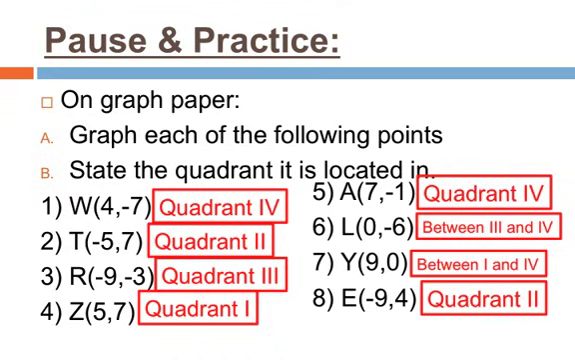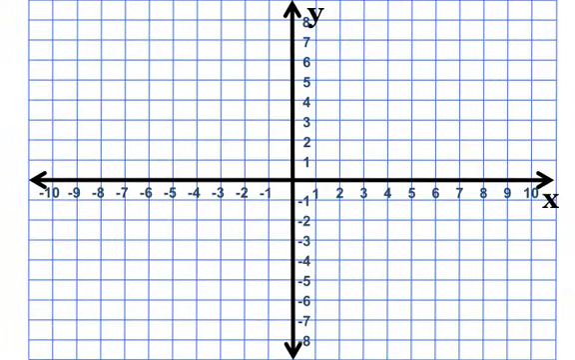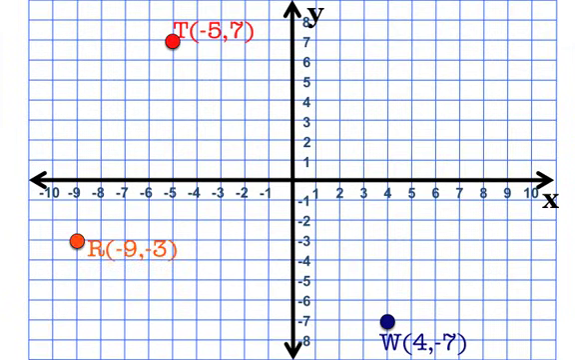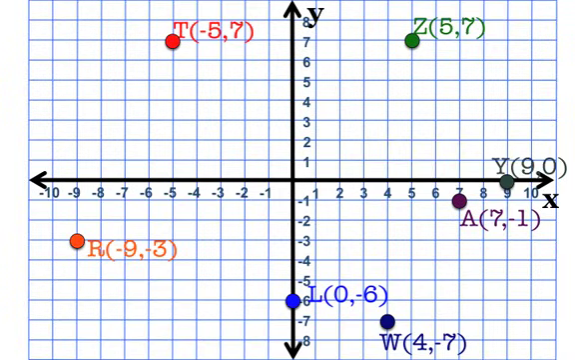Now part A says to graph each of the following points on graph paper, and we'll see that on the next page. So let's plot those points. W should be here at 4, negative 7. T should be here at negative 5, 7. R should be here at negative 9, negative 3. Z should be here at 5, 7. A should be here at 7, negative 1. L should be here at 0, negative 6. Y should be here at 9, 0. E should be here at negative 9, 4.